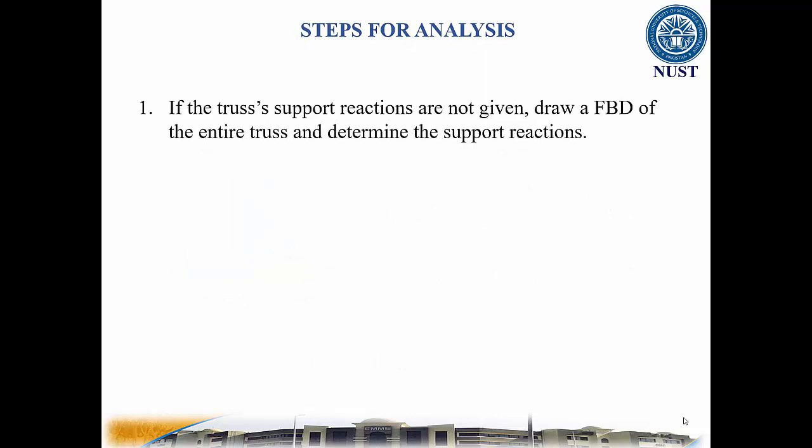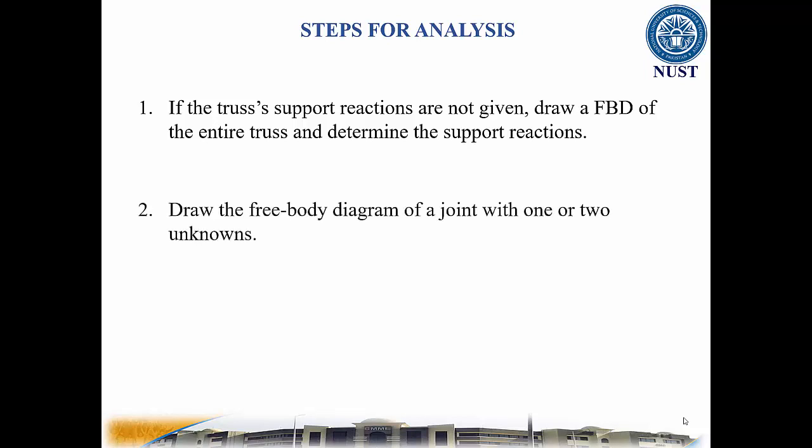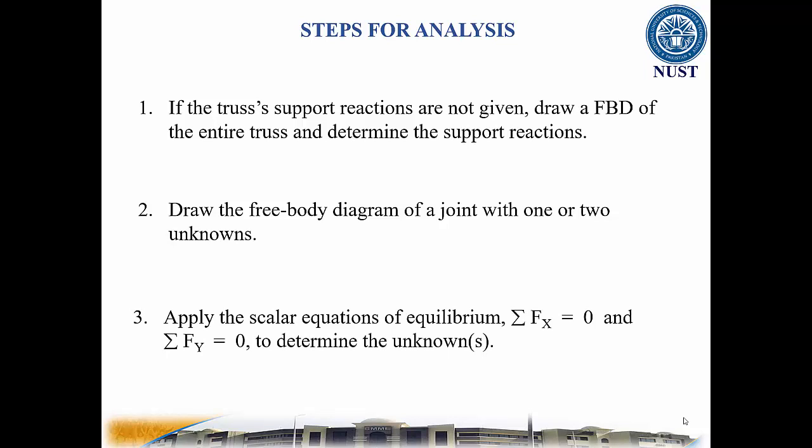If the truss's support reactions are not given, draw a free body diagram of the entire truss and determine the support reactions, typically using scalar equations of equilibrium. Draw the free body diagram of a joint with one or two unknowns. Assume that all unknown members' forces act in tension, unless you can determine by inspection that the forces are compressive loads. Apply the scalar equations of equilibrium in the x and y direction to determine the unknowns. If the answer is positive, then the assumed direction, tension, is correct. Otherwise, it is in the opposite direction, such as compression. Repeat steps 2 and 3 at each joint in succession until the required forces are determined.